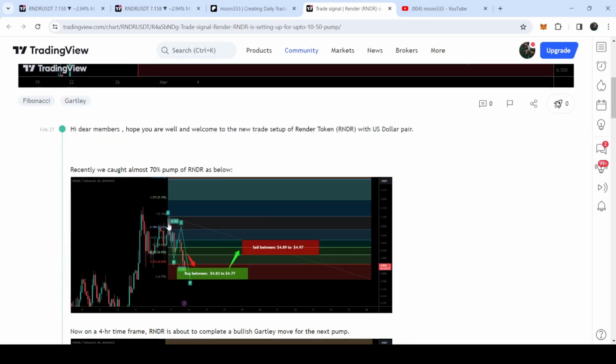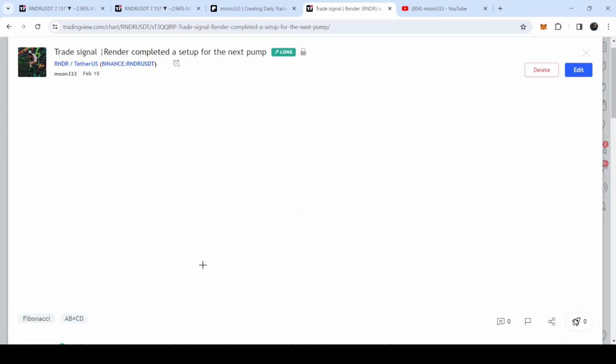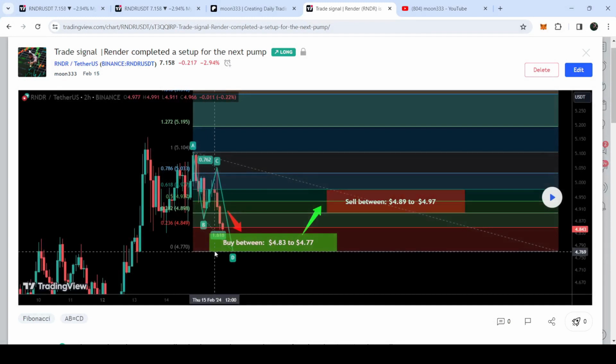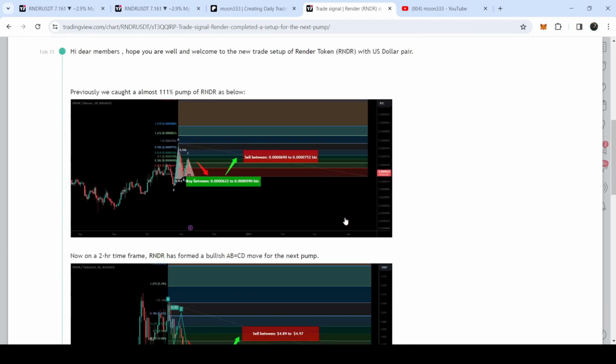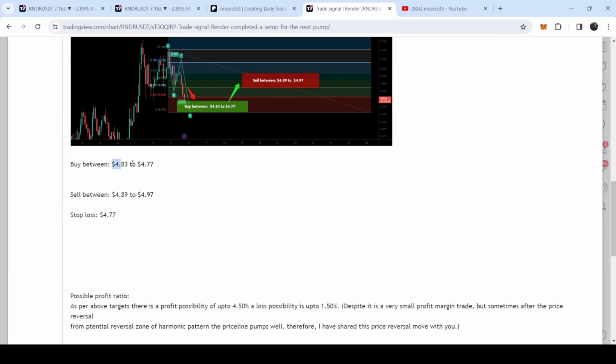But if I play this chart, then without entering the buying zone, it pumped very well. And before that, I shared this harmonic bullish reversal setup on 15th of Feb 2024. This was a harmonic bullish reversal AB equal to CD move that was formed on a 2-hour time frame chart with US dollar pair. This was the complete trade setup: the buying range, the sell target zone and the stop loss.